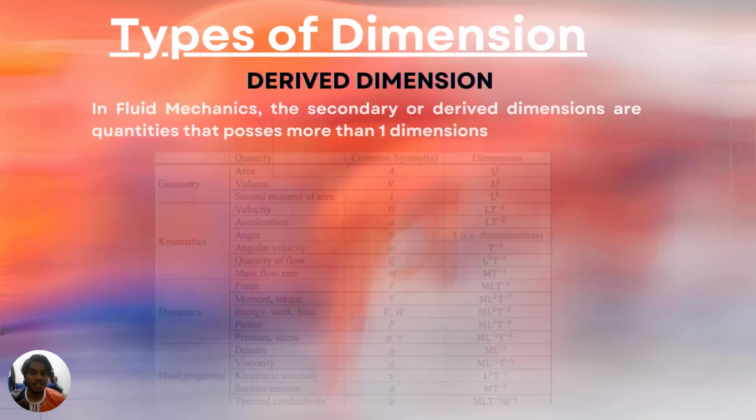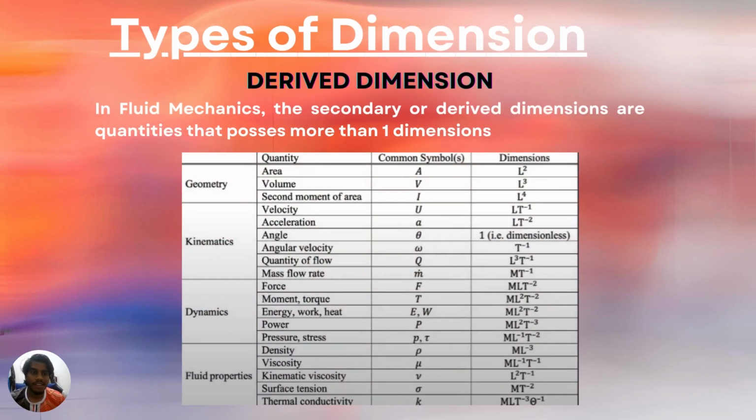So next, we move on to derived dimensions. In fluid mechanics, the secondary or derived dimensions are quantities that possess more than one type of dimension. So derived dimensions are basically combinations, either multiplication or division, of our fundamental dimensions.